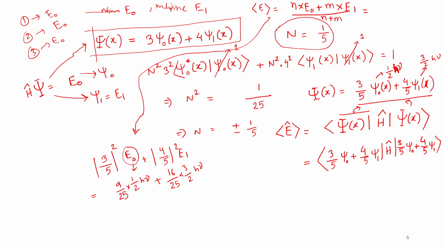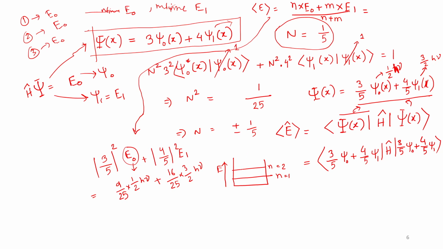See, this capital psi of x is equal to a combination of psi 0 of x and psi 1 of x. Suppose this is not for a harmonic oscillator, but for a particle in a 1D box or systems we have solved, like the hydrogen atom. Suppose this is the energy axis: this is n equals 1, this is n equals 2, for a particle in a box, so n equals 1 is the ground state.